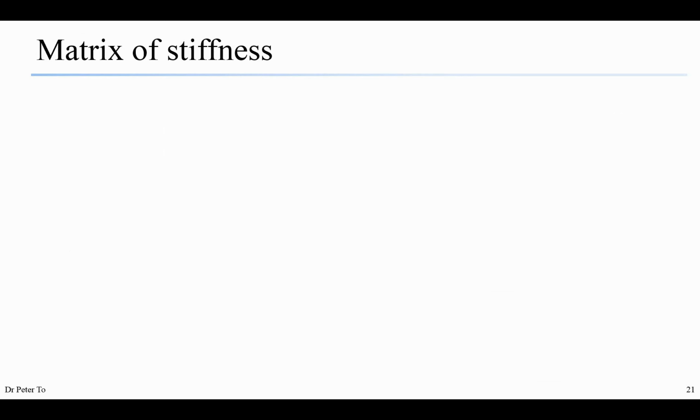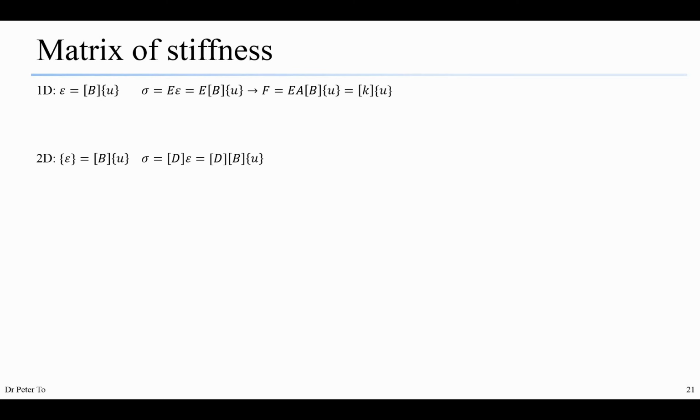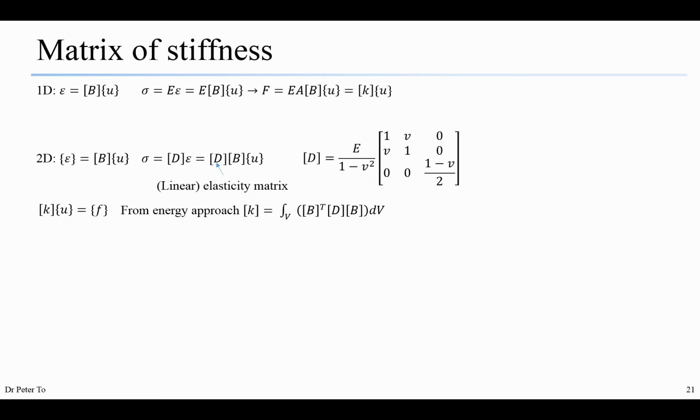The matrix of stiffness in 1D is just the Young modulus value, which is E, and in 2D it is a linear elasticity matrix, which is E over 1 minus nu squared, where nu is the Poisson ratio, times the matrix [1 nu; nu 1] with 1 minus nu over 2. And the nodal force equals the matrix K of stiffness times U, which is the displacement vector.